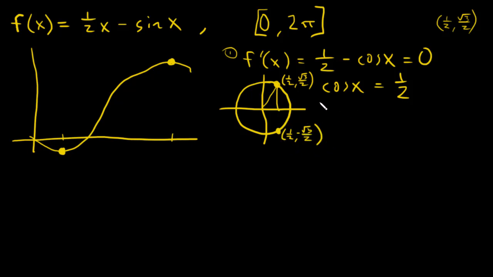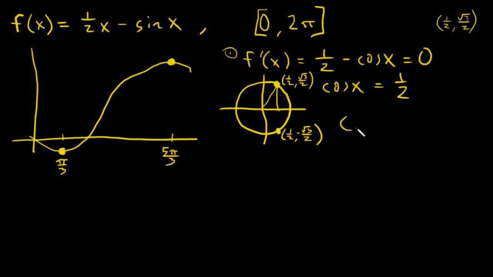So where do these two locations occur? Well, this one is located at 2 pi/6, which is pi/3. And this one right here, as we go all the way around, this is 6 pi/6, 7 pi/6, 8 pi/6, 9 pi/6, 10 pi/6, which is 5 pi/3. So this is 5 pi/3. Alrighty. So those are the two locations for our critical numbers.